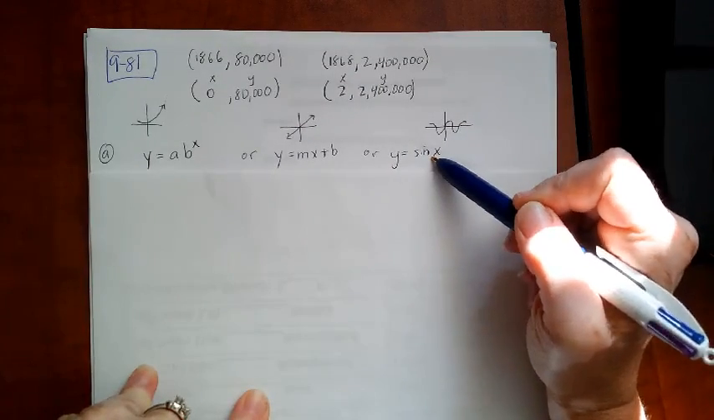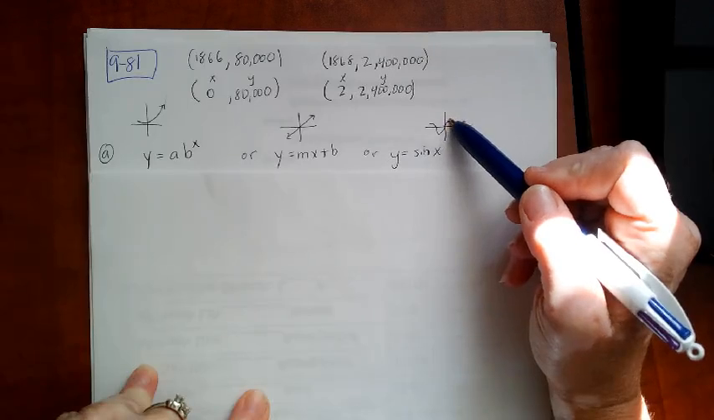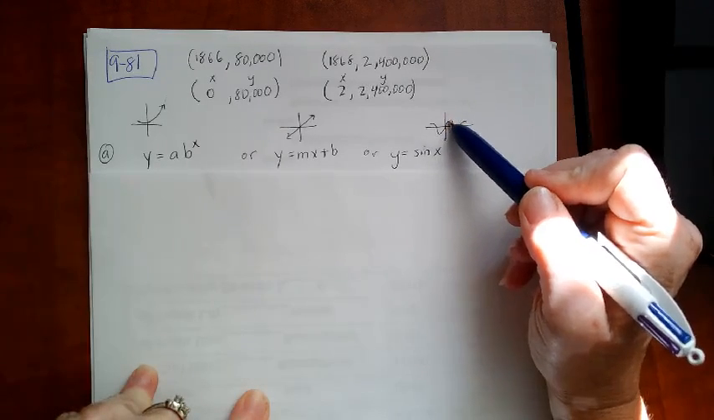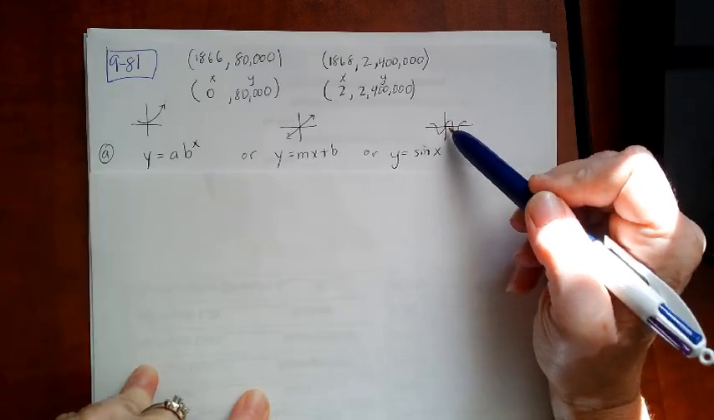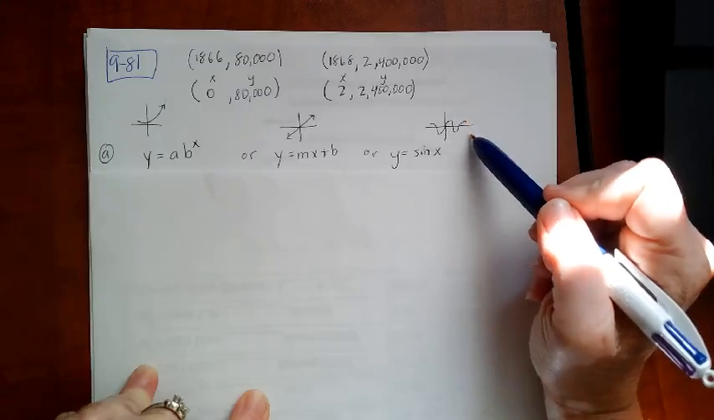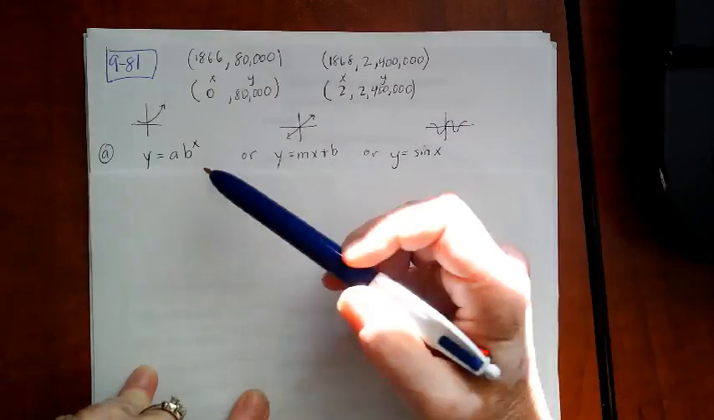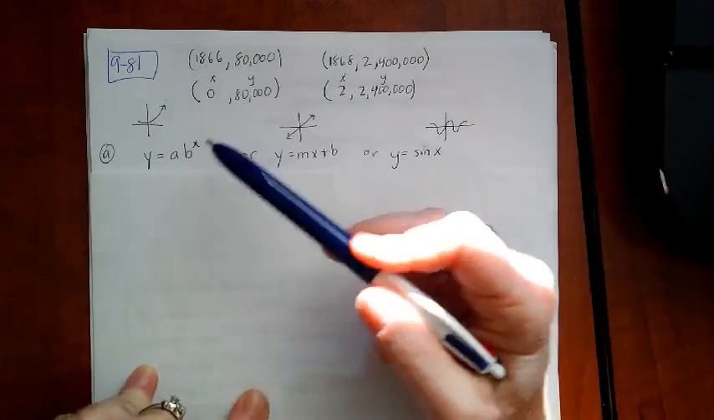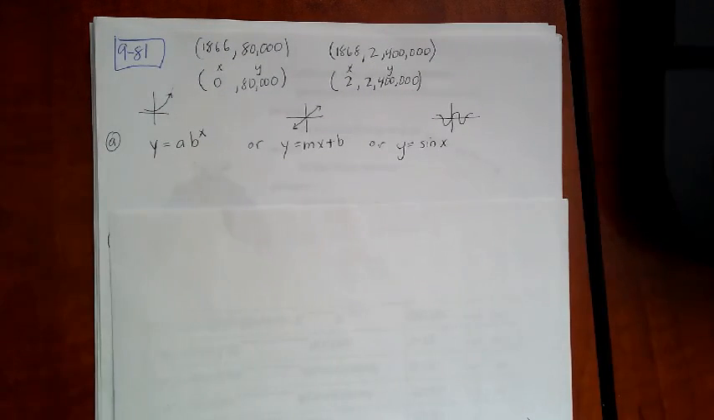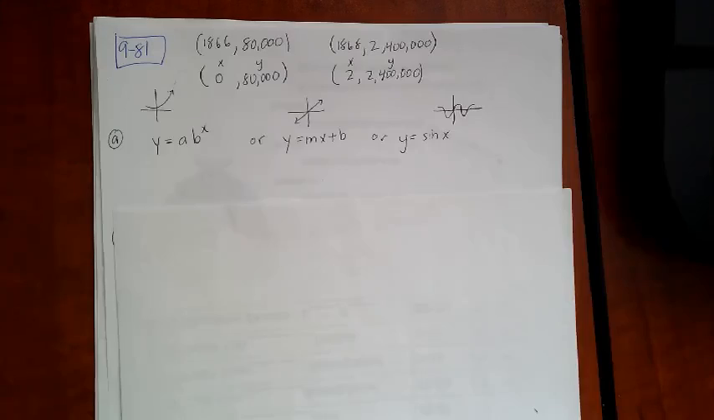And a sine model could maybe model some growth around a certain time period, but a sine model works best for something that's going up and down and up and down. So we're going to say that the exponential model works best for letter A. And then letter B, write an exponential equation for the number of rabbits.